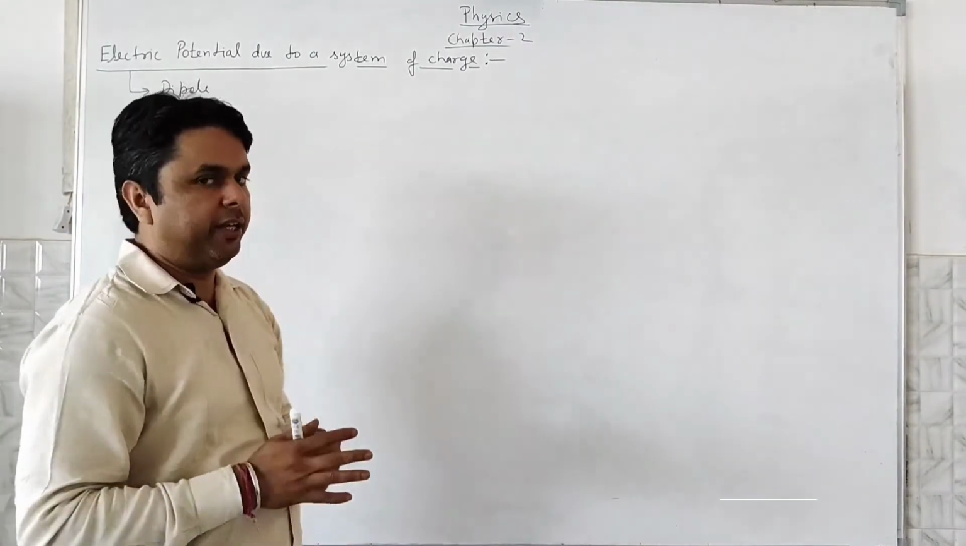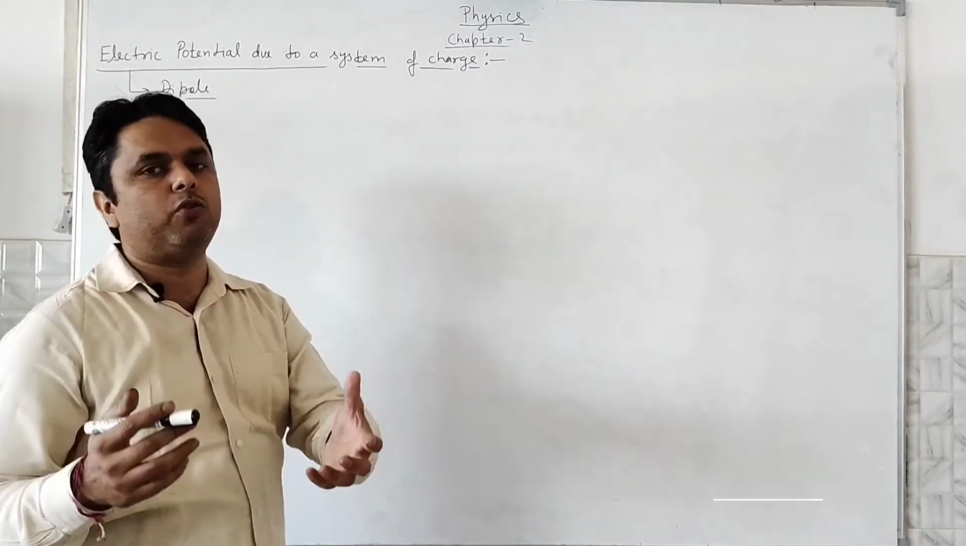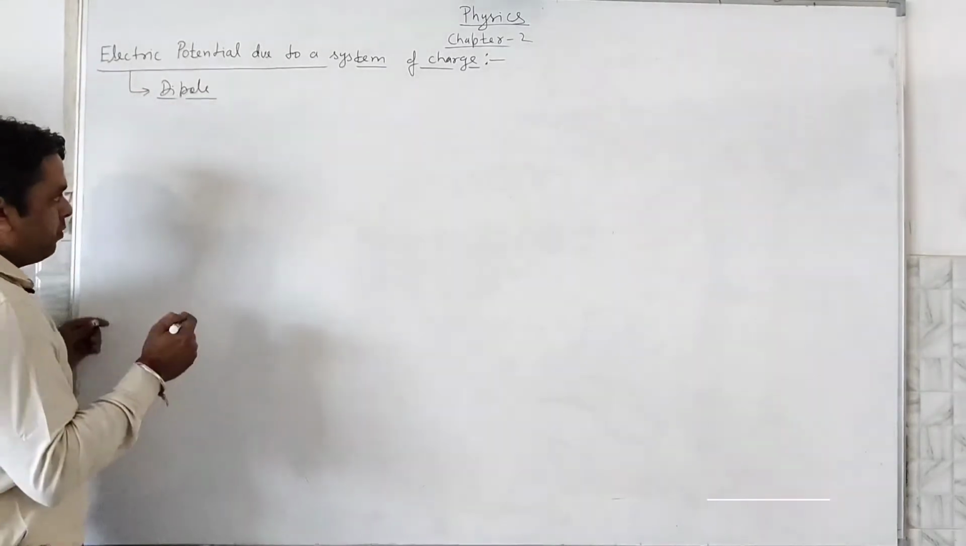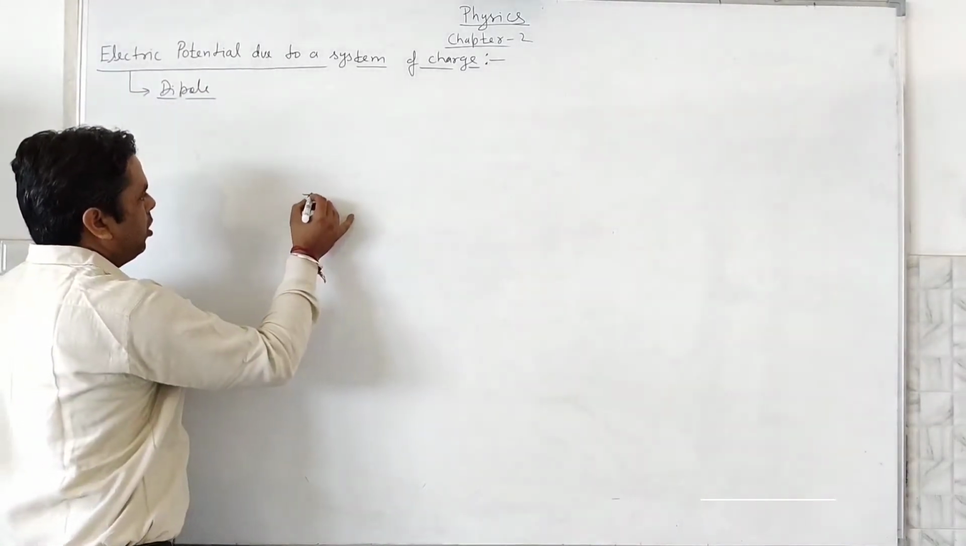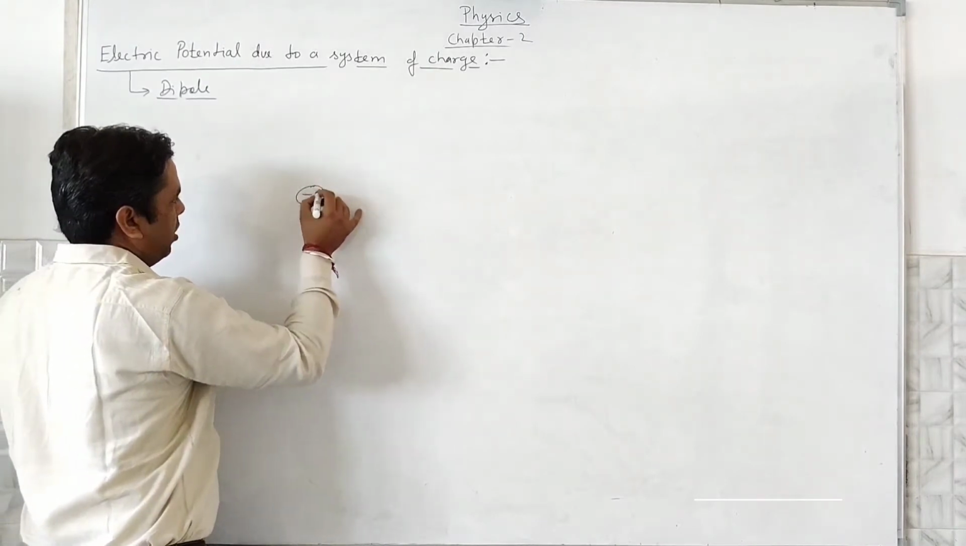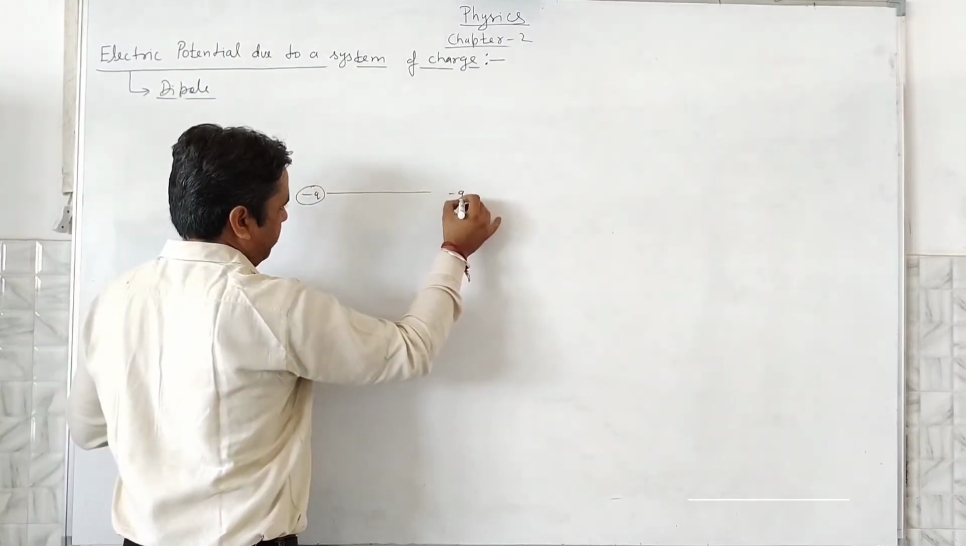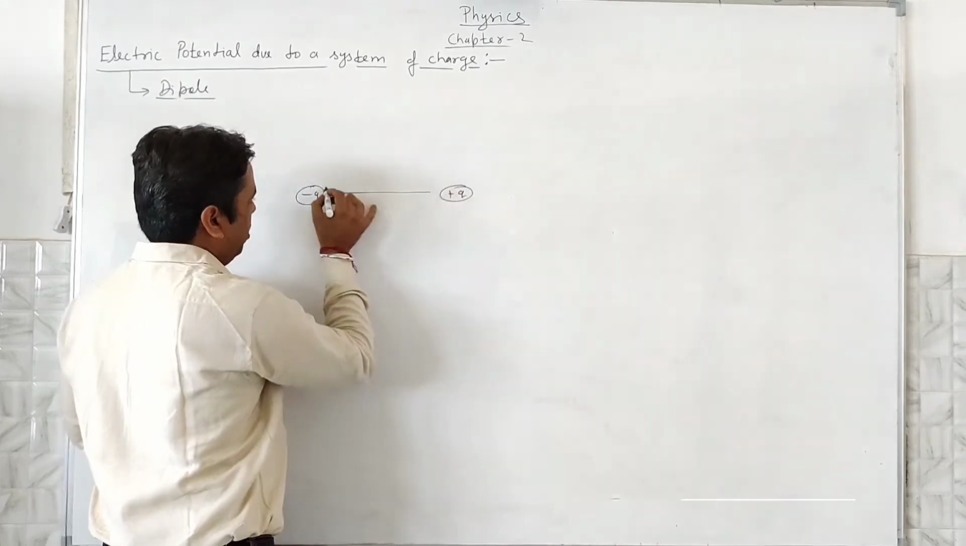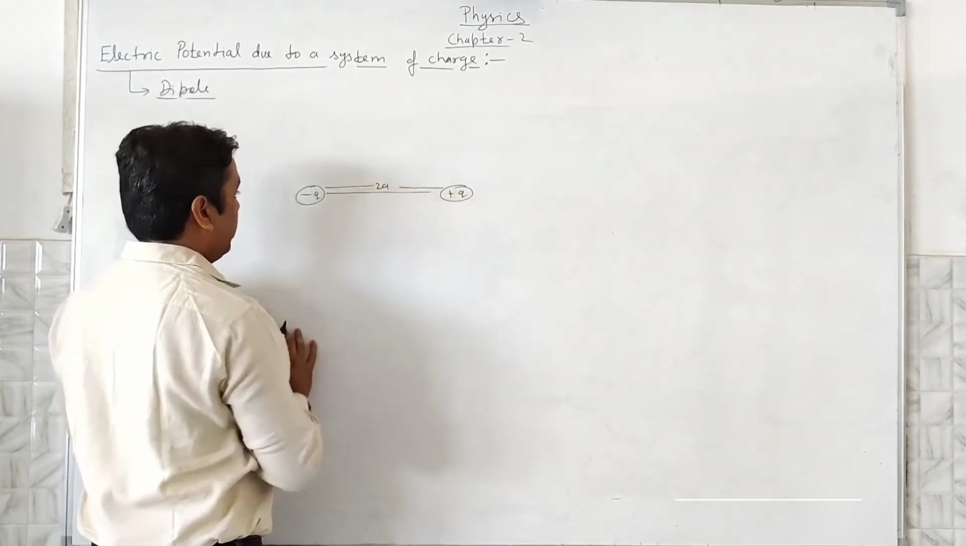As a dipole we are taking a system of charge because we know that the dipole has two charges. One is a positive charge, another is a negative charge. So it is a combination of a negative and a positive charge, with a small distance 2a.